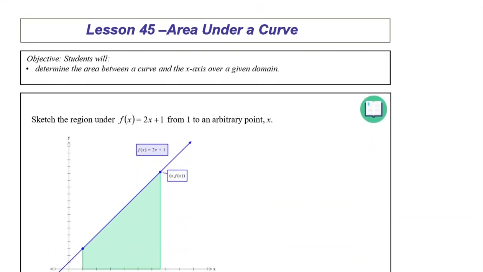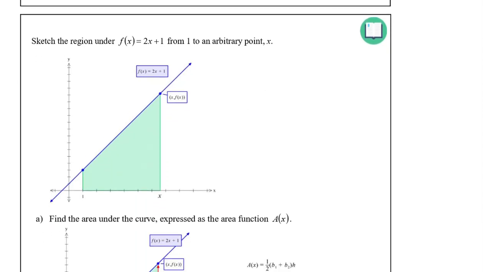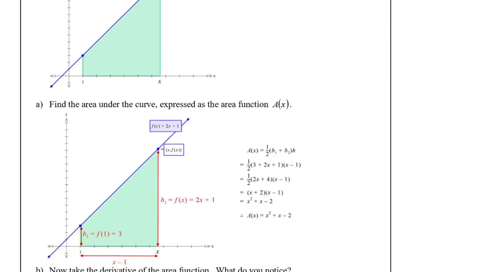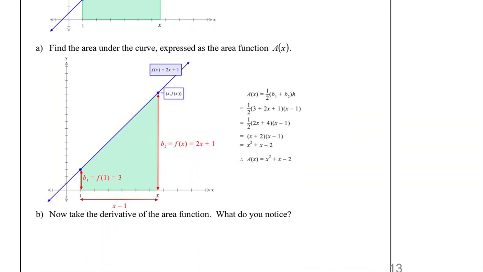All right, so now we're going to take a look at the antiderivative as the area under some function and just the relationship that it has there. So if we sketch the region under f of x equals 2x plus 1, so just this line, to an arbitrary point x, so that point would just be x comma f of x, then we find the area under the curve expressed as an area function.